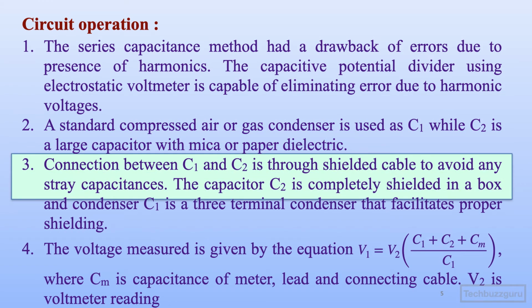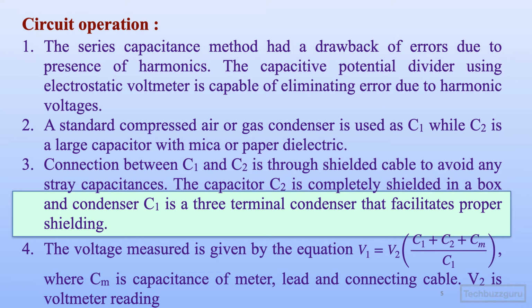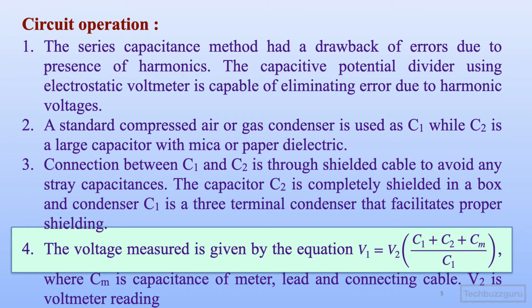Thirdly, connection between capacitors C1 and C2 is done through the shielded cable to avoid any stray capacitances, and capacitor C2 is also shielded in a box, while connection with respect to condenser C1 is through three terminal facility, which again helps in proper shielding of capacitor C1 as well as C2 and connection between the two capacitors.